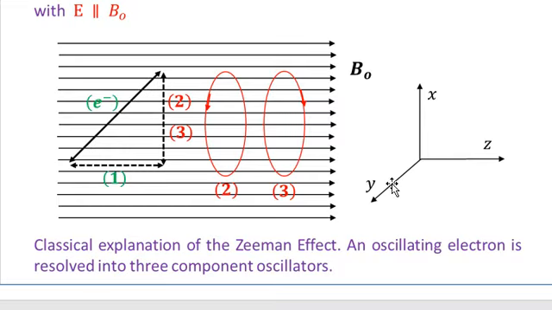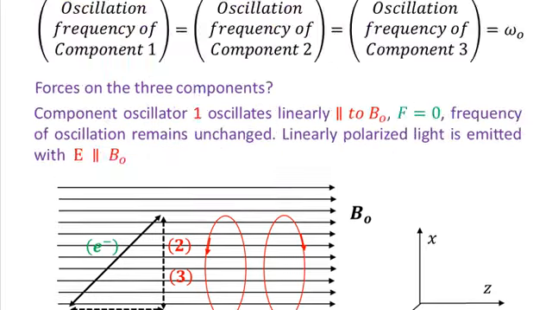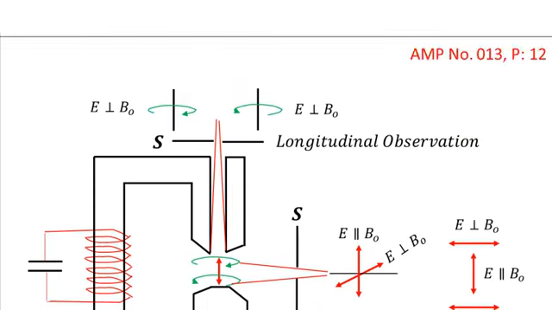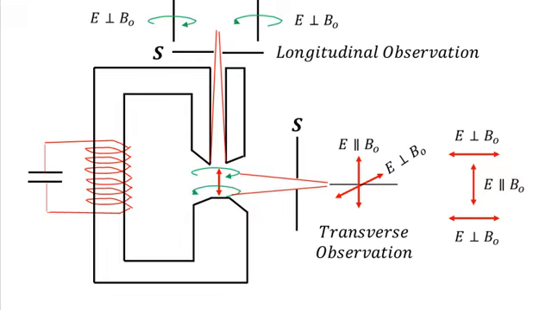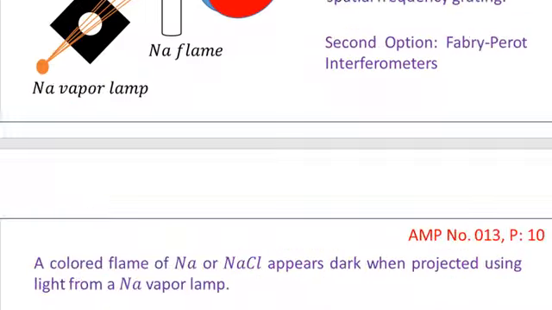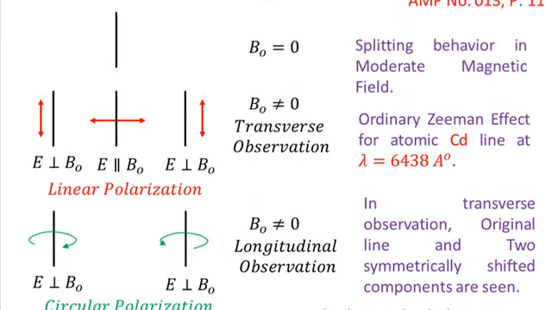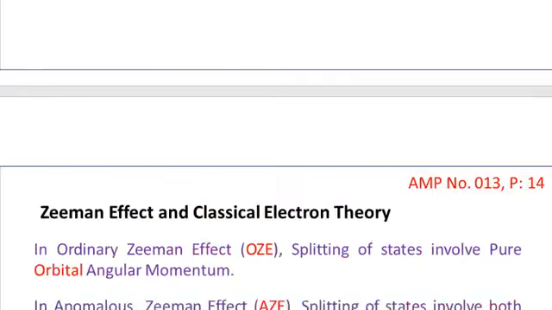But if you view the field either from the x direction or from the y direction, which are the transverse directions, you will see three linearly polarized components. One component will have its electric field parallel to the direction of the magnetic field. The other two shifted components, also linearly polarized when viewed from the x or y direction, will be linearly polarized with electric field perpendicular to the direction of the magnetic field, as I have explained in this diagram.